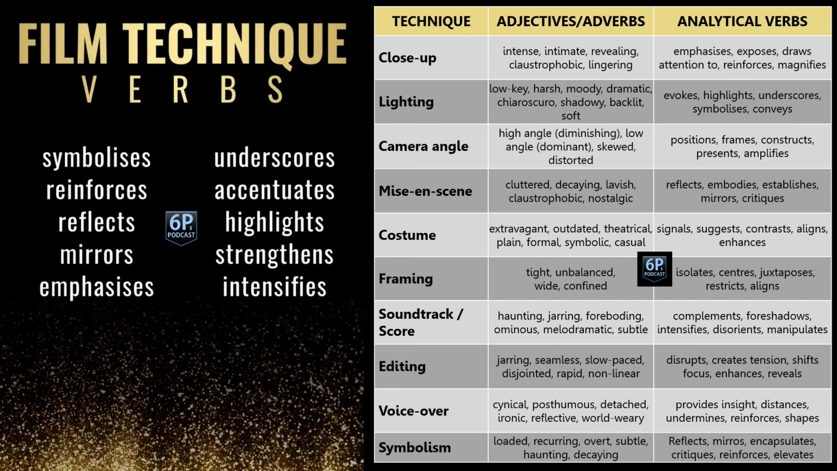In terms of film technique verbs, I love using some of these verbs whenever I'm using film techniques in my analysis. So symbolizes, reinforces is a big one for me. Reflects, mirrors, or emphasizes are great, as well as underscores, accentuates, highlights, strengthens, and intensifies as well. Now the poster on the right-hand side is just ways that you can word up, ways that you can build your expression so that you're being, I guess, a little bit stronger, a little bit more detailed with your analysis.